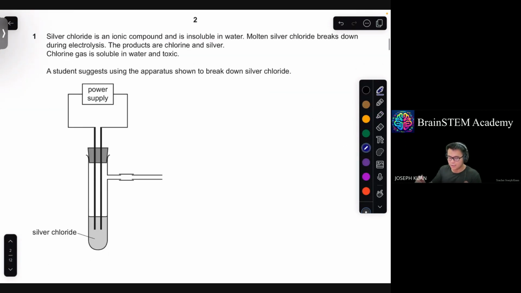Question number 1. Silver chloride is an ionic compound and is insoluble in water. Molten silver chloride breaks down during electrolysis. The products are chlorine and silver. Chlorine gas is soluble in water and toxic. A student suggests using the apparatus shown to break down silver chloride.